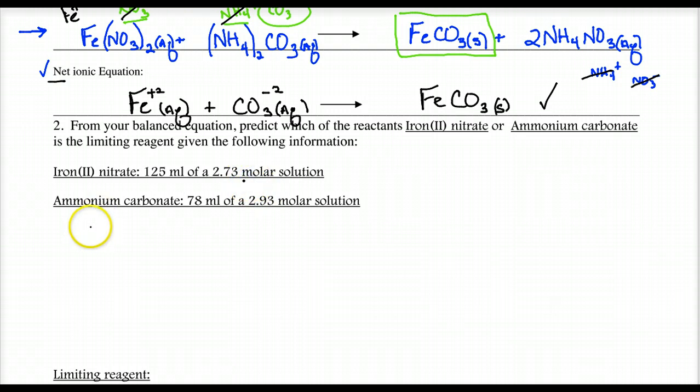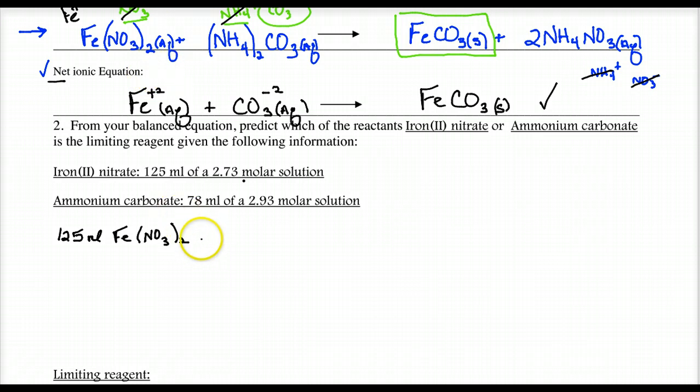So I'm going to start my work with 125 milliliters of my iron nitrate. And what I'm doing here, if you remember, is trying to figure out how many milliliters of the ammonium carbonate I exactly need to make all of my iron nitrate. I'm doing stoich problems from one reactant to another to figure out how much I need and figure out who's the excess and who's limiting the problem.